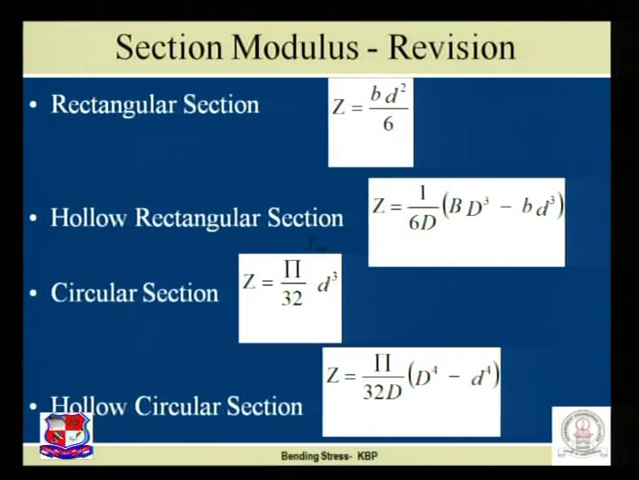For circular section, the section modulus is pi by 32 d cube, while d is the diameter of section, while for hollow circular section, Z is equal to pi by 32 D bracket capital D raised to 4 minus small d raised to 4, capital D outer diameter, small d inner diameter of the section.